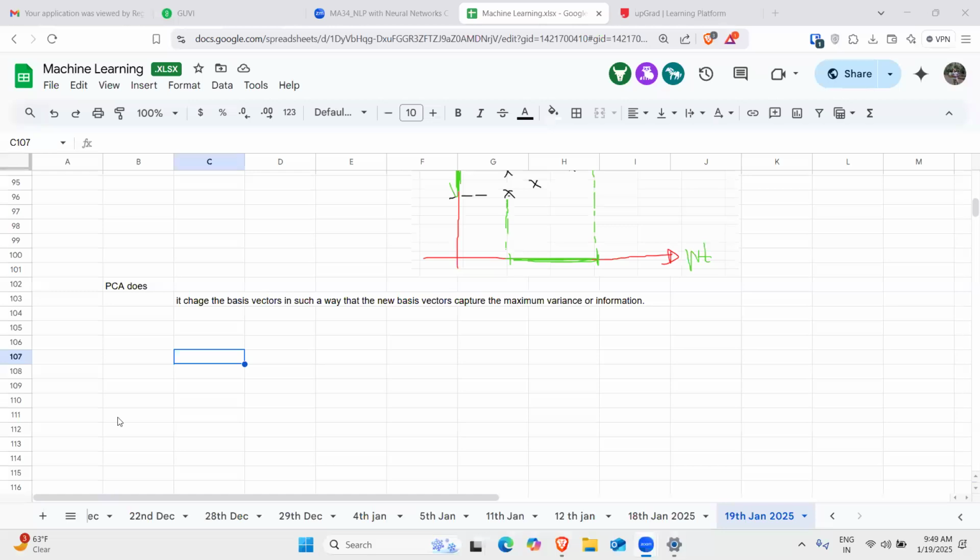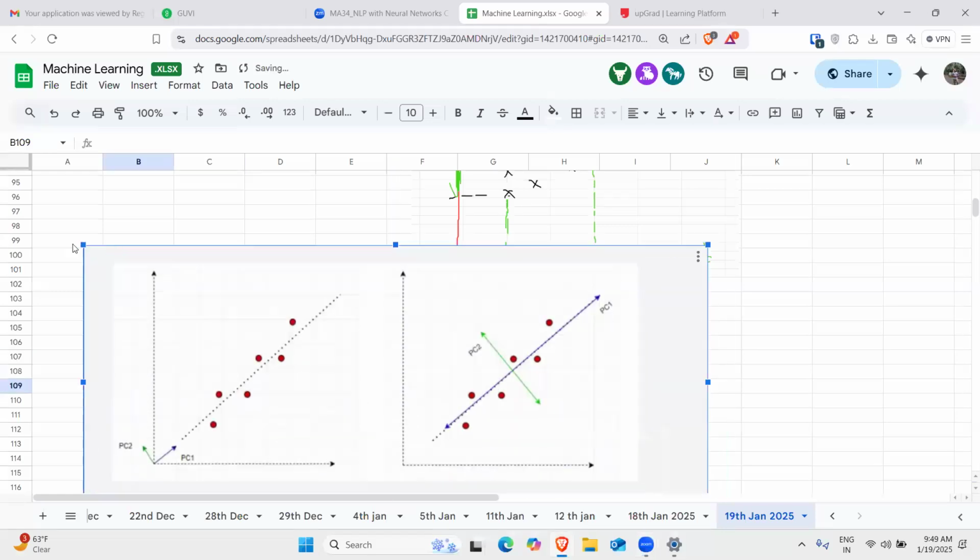PCA, variance as information or maximum. Yeah, this is what we are talking about. So let's take this. I'll just share my screen. Right. The direction of maximum variance is this.